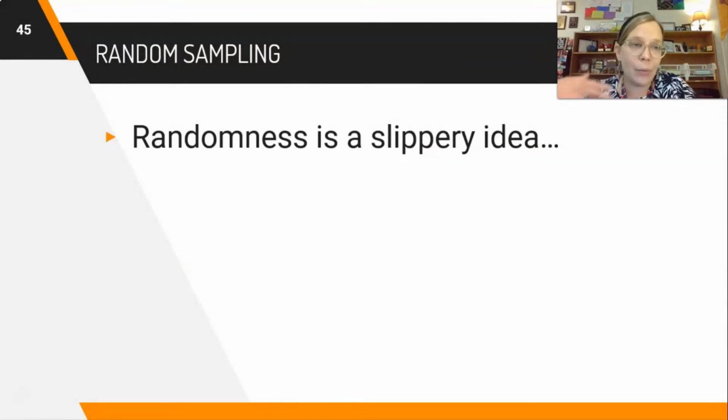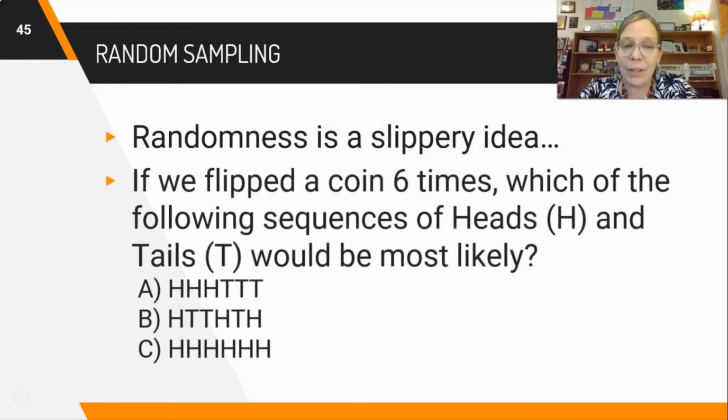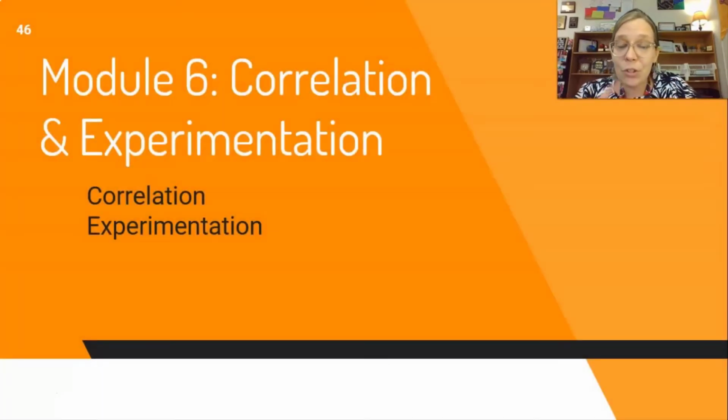Now, randomness is kind of a slippery idea. It's kind of hard, like we talked about before with our coin flipping, it's kind of hard to wrap our minds around. So remember, if we flip a coin 6 times, which of these sequences is more likely? Your gut might tell you to choose something like A or B, because there's an even amount of heads or tails over there. But all of them are equally likely, because that's randomness, right? We don't know what it's going to be, but all of them are equally likely. So be careful with that.